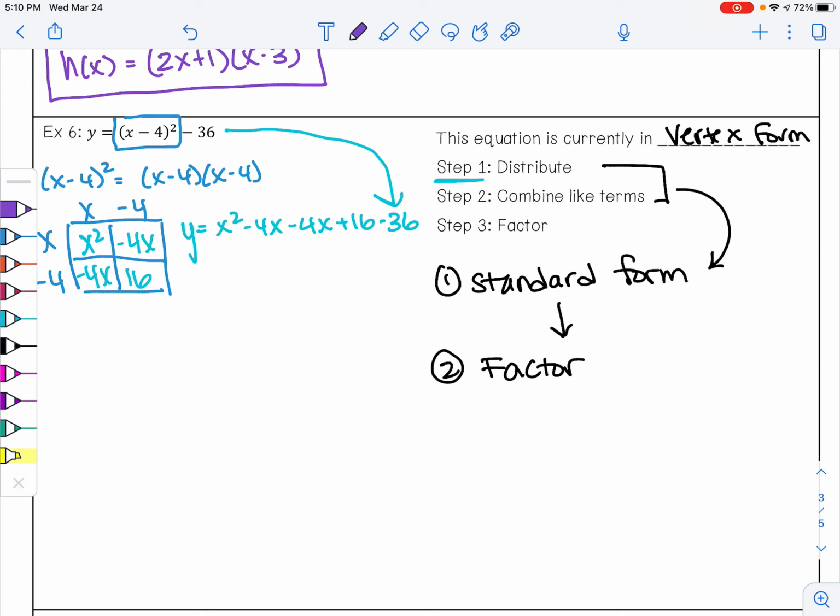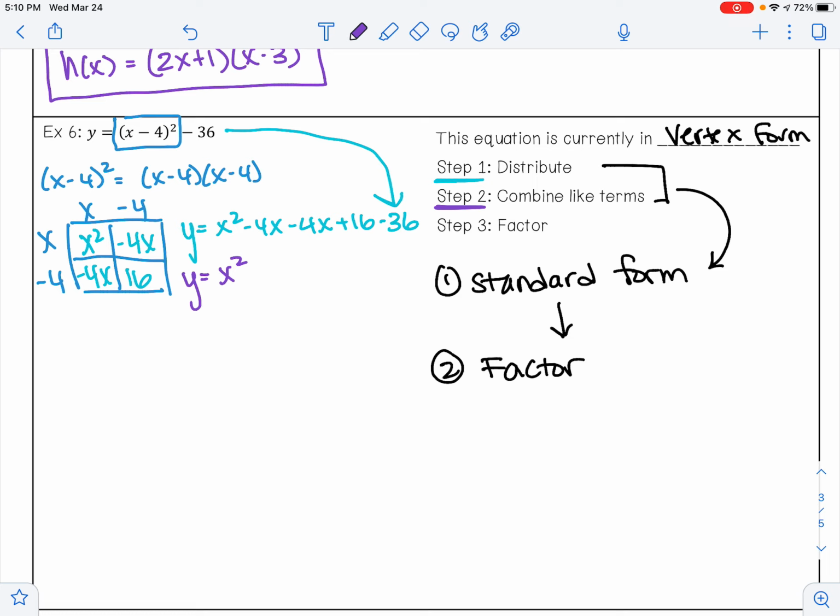Step 2 is to combine like terms. So x squared doesn't have a like term, so I'm going to bring that down. Negative 4x minus 4x is negative 8x. And 16 minus 36 is negative 20. Y equals x squared minus 8x minus 20 is in standard form.